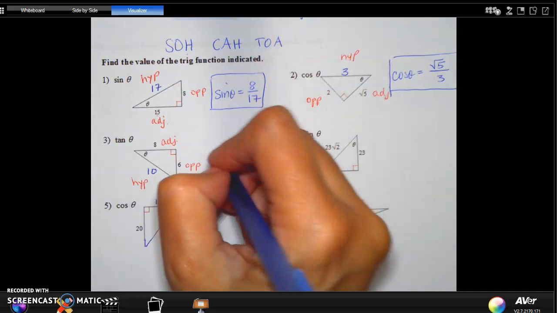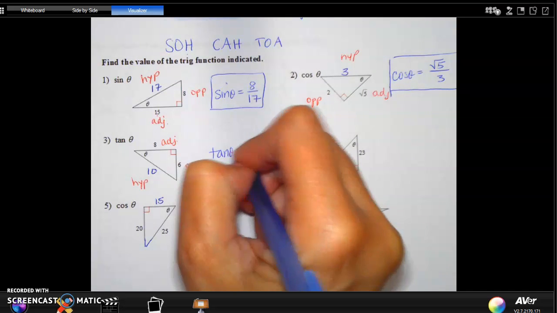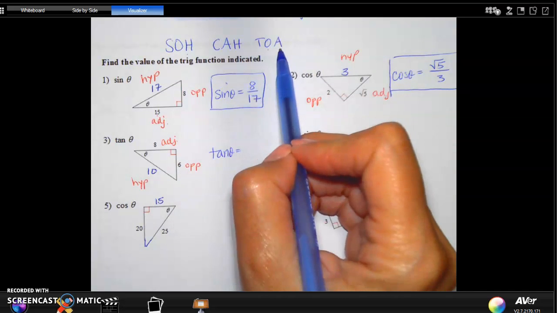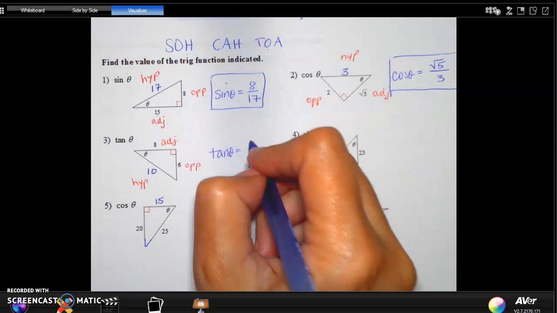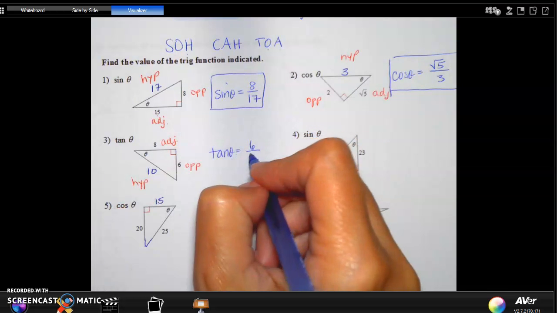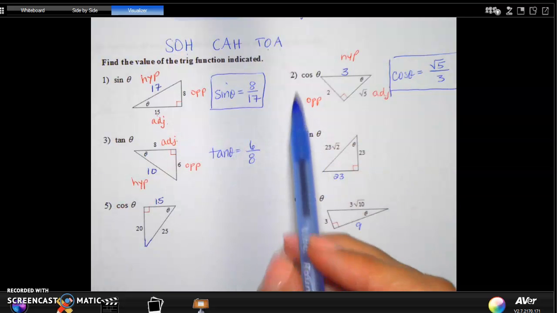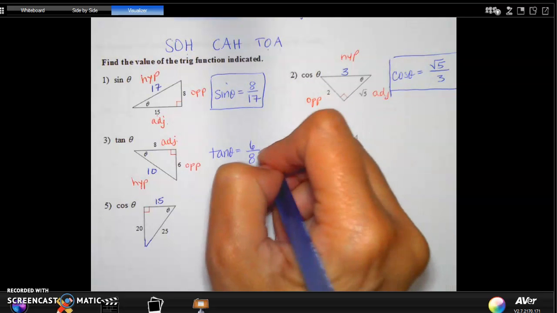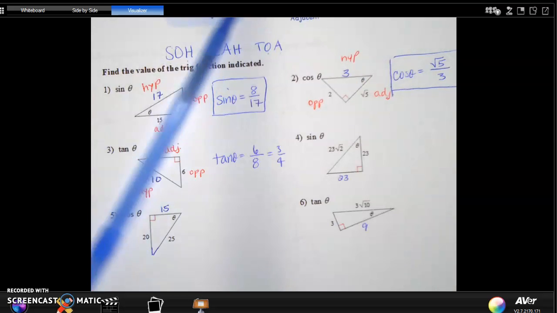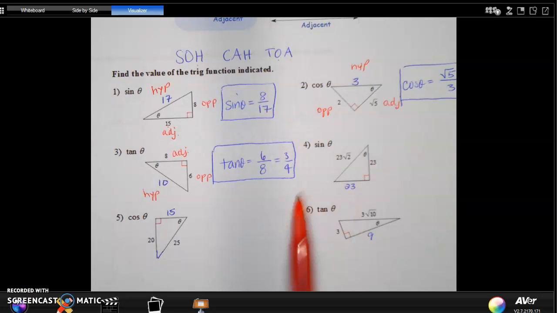Tangent of theta is opposite over adjacent. So the opposite side is 6, the adjacent side is 8. Now this one we are going to reduce, and we're going to call it 3 over 4. So for that one we had to reduce it to 3 over 4.